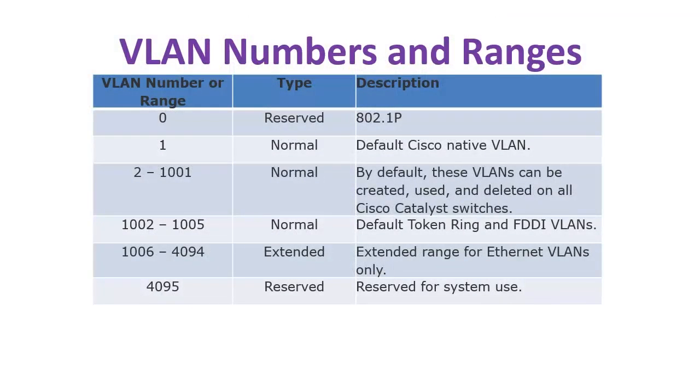Now, there are some standard VLAN numbers and ranges you should know. Specifically, let's focus on 2 to 1001. These VLANs are created, used, and deleted on all Cisco Catalyst switches. And another one that you should really focus in on is the range of 1006 to 4094. This is an extended range of VLANs for Ethernet VLANs only. Now, you may be asked about these other ranges, but I would focus in on VLAN ranges 2 to 1001 and 1006 to 4094.